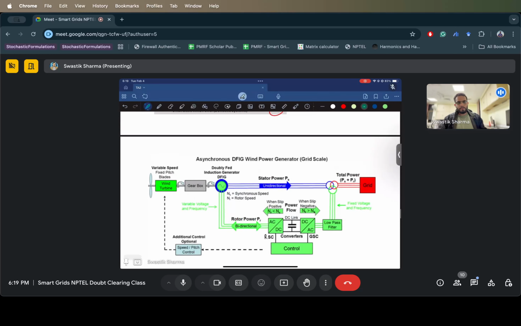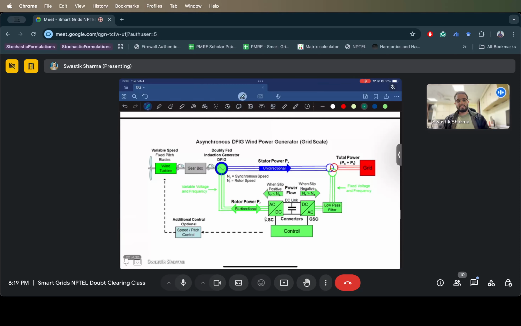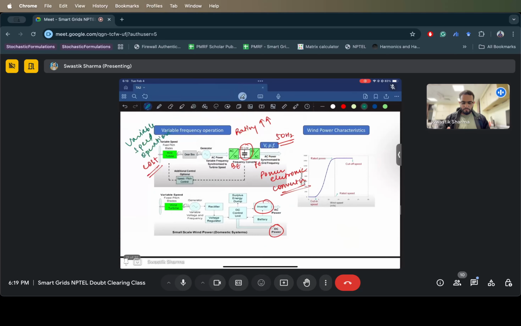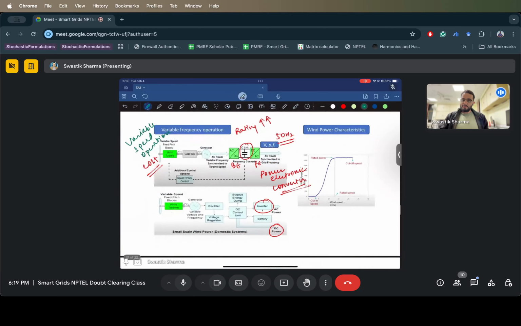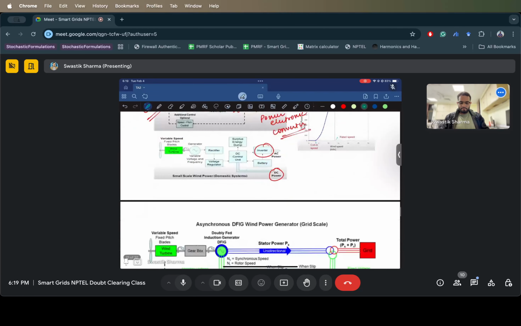Now, I talked to you about this, right? If you want to achieve variable frequency operation, you can use a power electronic converter which can convert the frequency, with a back-to-back converter, right? But the only issue is cost. The cost will be high.